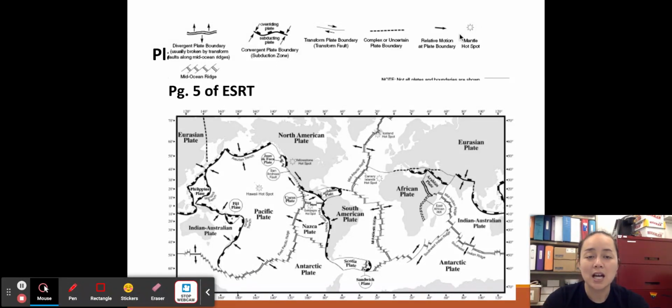Then you see these little sun-looking things, which are hotspots. Those are just areas in the middle of plates where you have holes in the crust and the magma is coming up and forming, a lot of times, islands. So Hawaii has a hotspot. That's actually what formed the Hawaiian Islands.